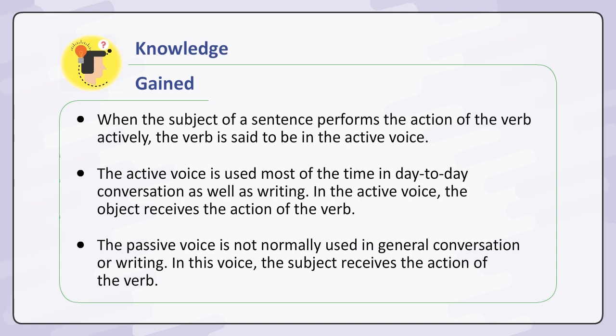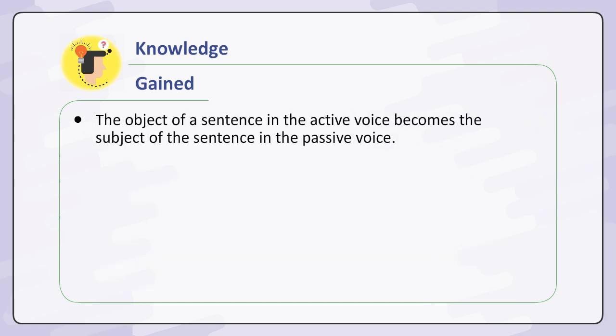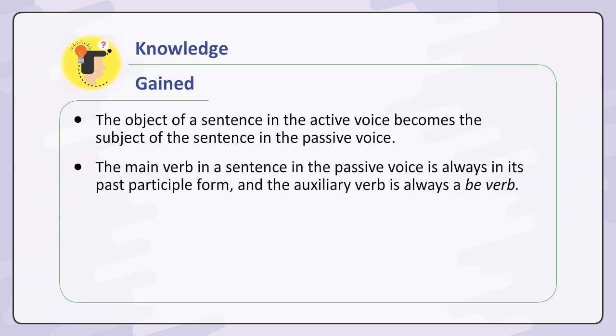The passive voice is not normally used in general conversation or writing. In this voice, the subject receives the action of the verb. The object of a sentence in the active voice becomes the subject of the sentence in the passive voice. The main verb in a sentence in the passive voice is always in its past participle form, and the auxiliary verb is always a be verb.